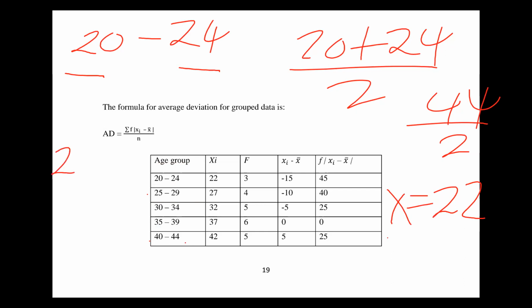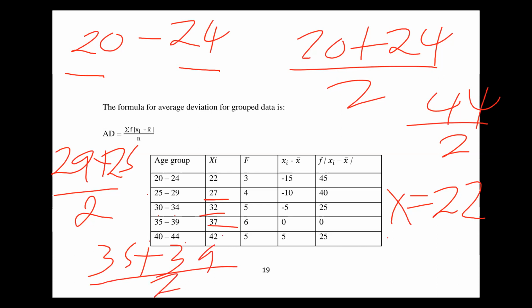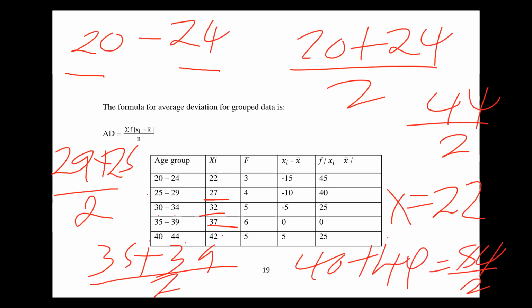So from 29 minus 25, all right? Whatever you get, then you divide. Oh, sorry, not minus, you add and divide by 2. So 25 plus 29 divided by 2 gives us 27. 30 plus 34 divided by 2 gives us 32. 35 plus 39, then you divide by 2, gives us 37. And 40 plus 44 gives us 84. You divide that by 2, it should give us 42, right? That's how you find these X variables.